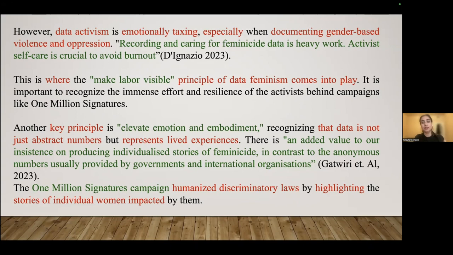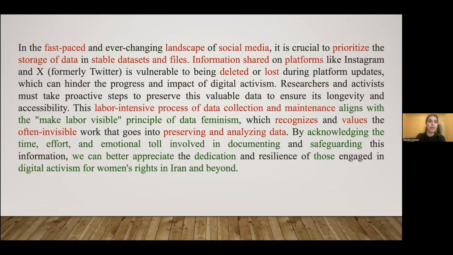So there is an added value to our insistence on producing individualized stories of feminicide, in contrast to the anonymous numbers usually provided by governments and international organizations. So the 1 million signatures campaign tried to humanize discriminatory laws by highlighting the stories of individual women impacted by such laws.